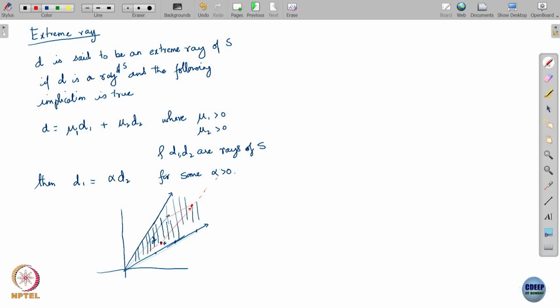So, in this case, since S is a convex cone, S infinity is actually S. The set of all recession directions is actually the set itself. Now, what are the extreme rays then?